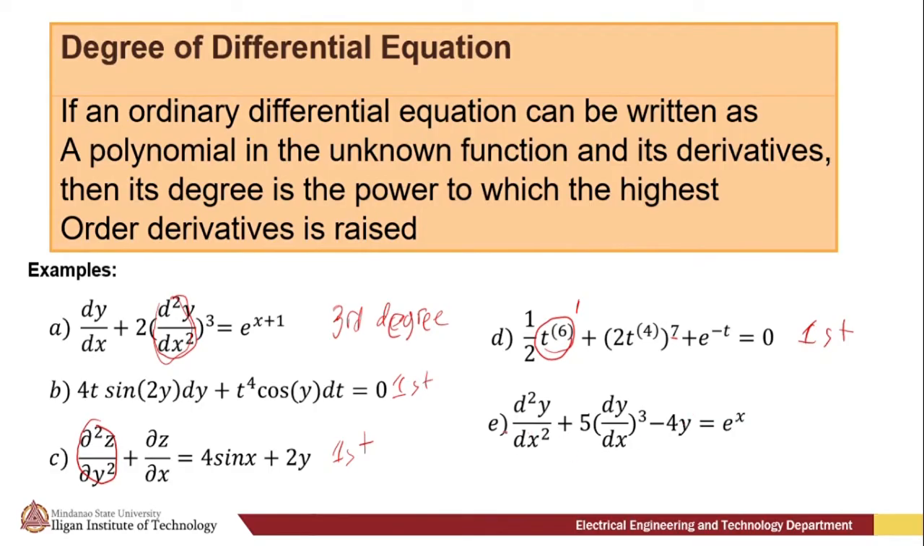Same here in our example E, we have d squared y over dx squared plus 5 dy over dx raised to 3 minus 4y equals e raised to x. So first we look at the term with the highest order derivative. This one has the highest order derivative, and the exponent of this one is just equal to 1. So this is a first degree differential equation.